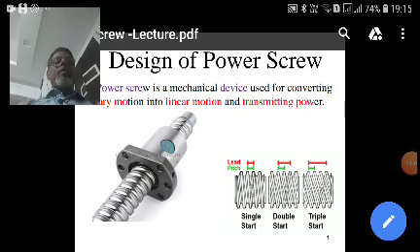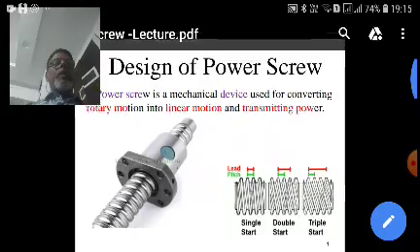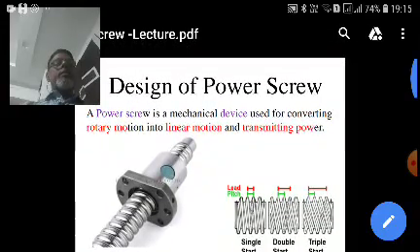Welcome friends for the lecture on design of power screw. Now first, what do you mean by power screw? Power screw is a mechanical device used for converting rotary motion into linear motion and transmitting the power.